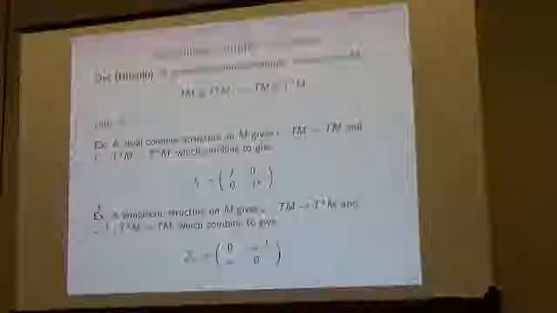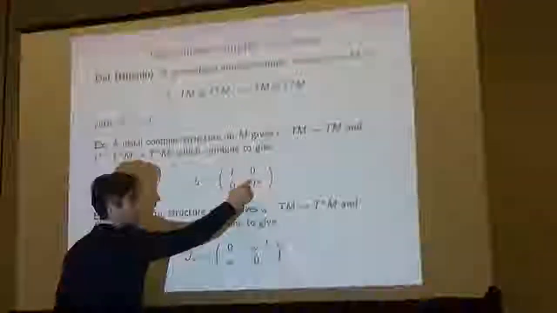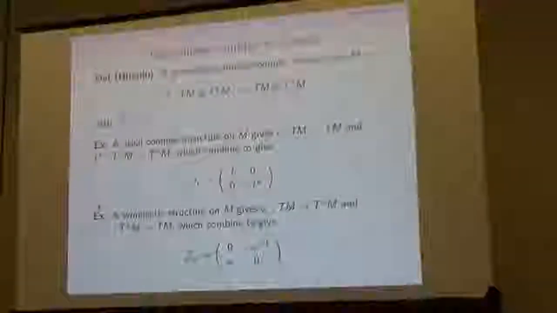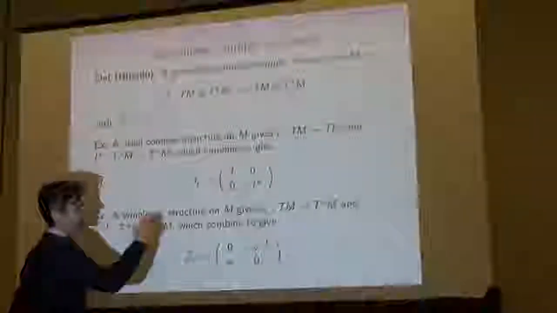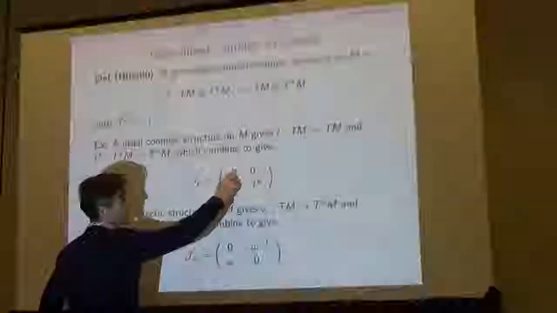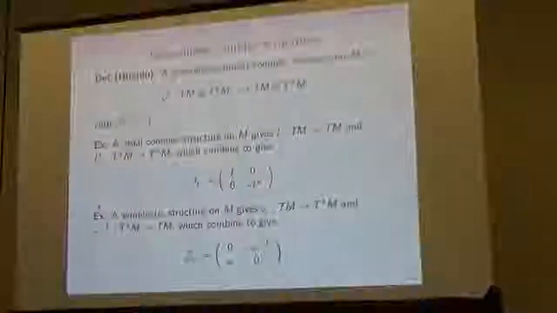So if you have a usual complex structure, then that makes the tangent and cotangent bundles into complex vector spaces. The usual complex structure acts on TM, and that induces a complex structure on T*M. And you put those together to get a complex structure on T plus T*. But you can do more general things than that. You can find endomorphisms that mix up the tangent and cotangent bundles, so not just these two block forms like that.